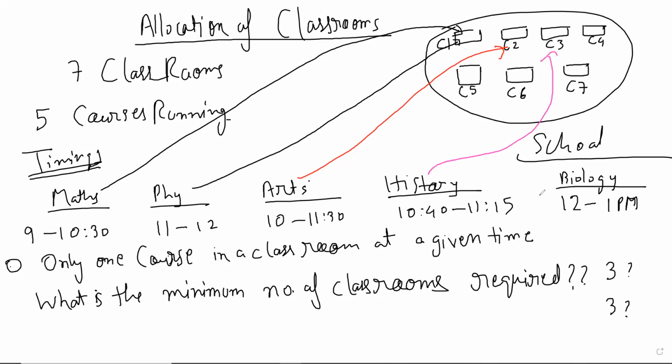Okay. What about the biology class? Well, the biology class has no conflict with anyone. It's no problem. You can just put it anywhere, so you can just put it in classroom 3, right? And this is cool, isn't it? So it seems like 3 is the minimum. And if you're in a test, maybe you can just write this is the minimum. Okay.